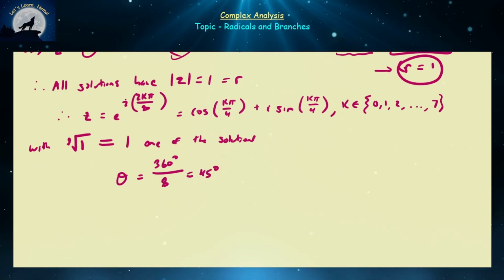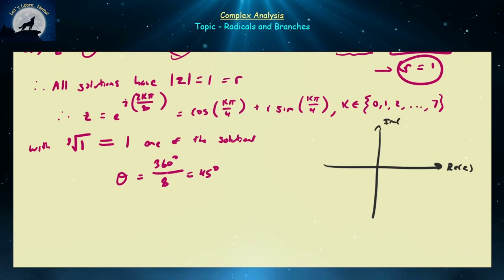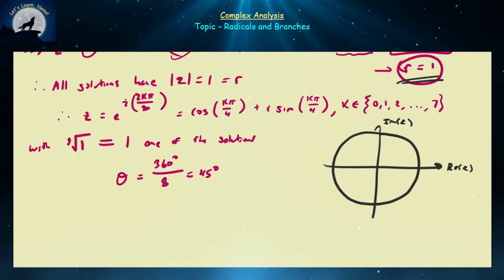That's going to be k pi over 4. So if we just draw a real and imaginary axis, the real part of z and the imaginary part of z, and since all magnitudes will be equal to 1, all of them are going to be lying on the unit circle. Right, so there's your 1, 0, and there's your 0, 1. So where will all of our solutions be located?